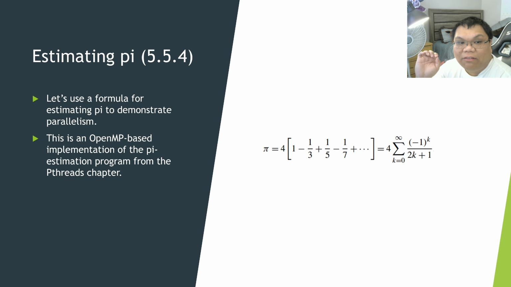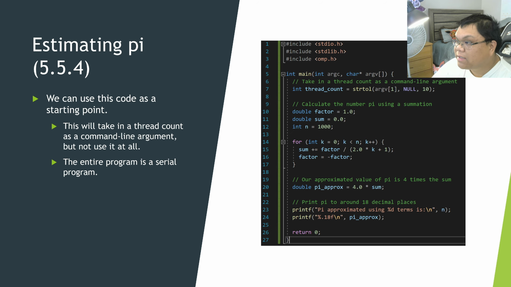Let's look into how we can write that pi estimation program from pthreads. From our discussion on pthreads, we wrote a pi estimating program. I am not asking you to write this again in OpenMP, but I'm just going to show you what that would look like. So we have the pi estimation program from pthreads that we are now going to see how it would be written using OpenMP. This is the code we can use as a starting point. This is all serial code, even though it takes in a thread count that does nothing right now.